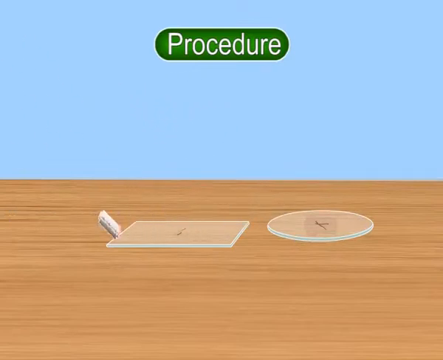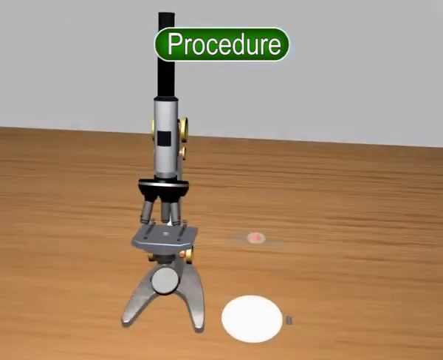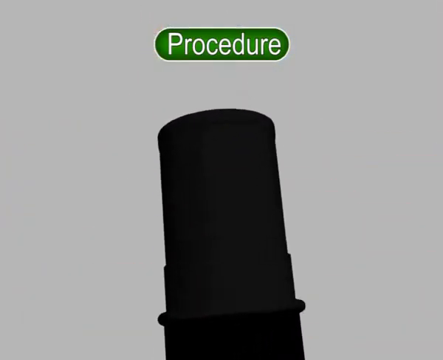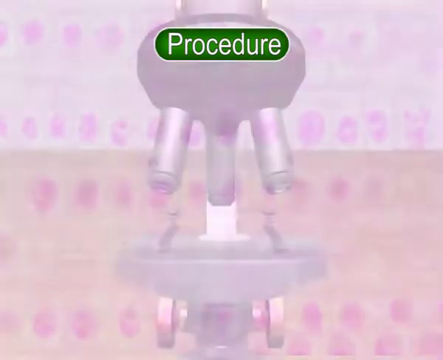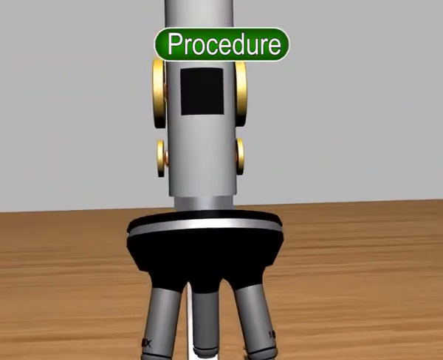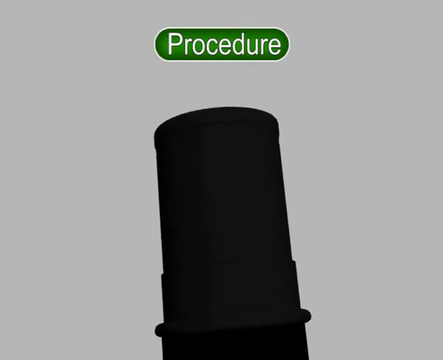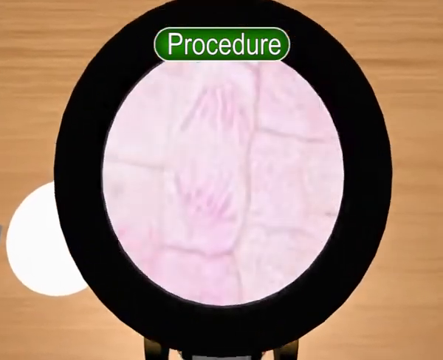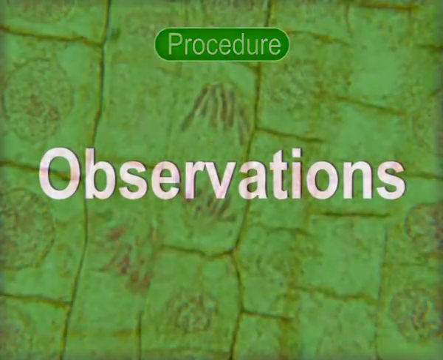Cut the tip, discard the rest of the material. Place a cover slip over it. Squash the root tip by applying gentle pressure. This will help to spread the cells uniformly. Observe the slide first under low power. Locate a specific area and then see it under high power. Observe and identify the different stages of mitosis. Observations.